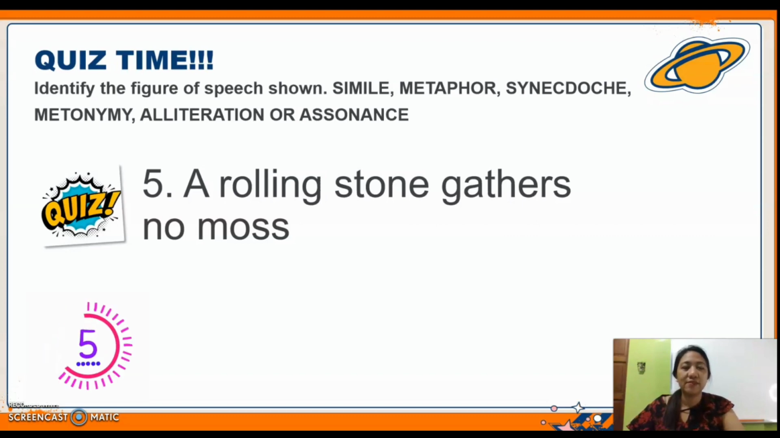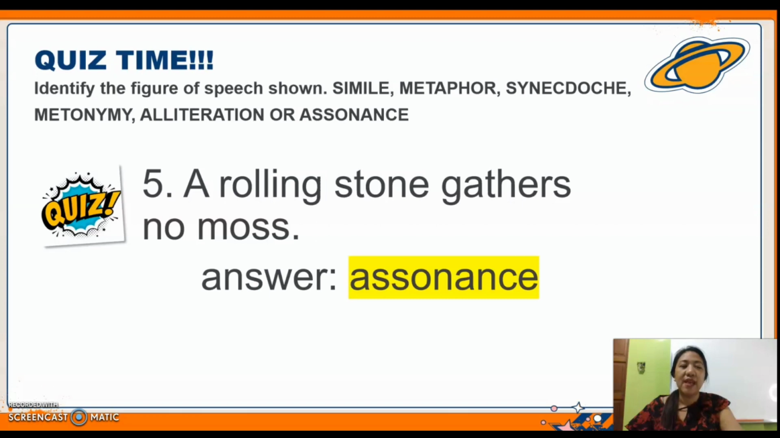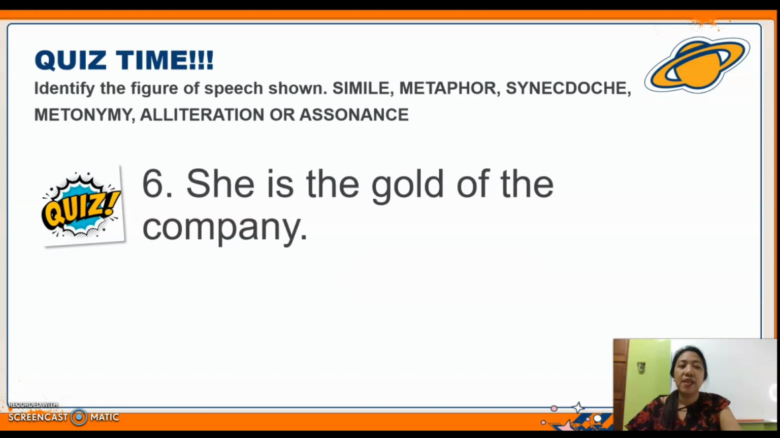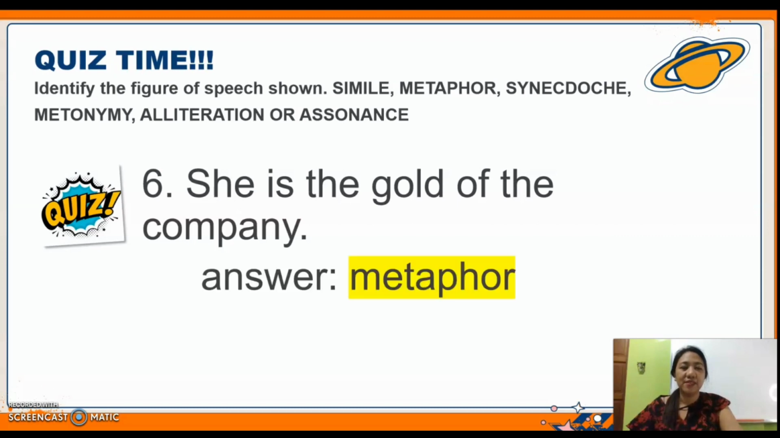Next. A rolling stone gathers no moss. 5 seconds. Answer? Assonance. Repetition of the vowel sound. And the last one, she is the gold of the company. 5 seconds. Answer? Metaphor. Very good. Because it's a direct comparison of two unlike things without the use of as or like.